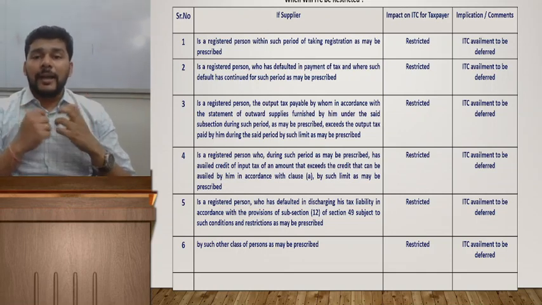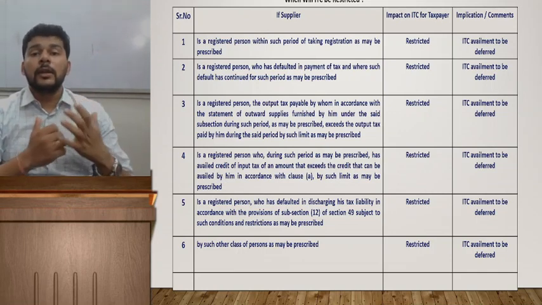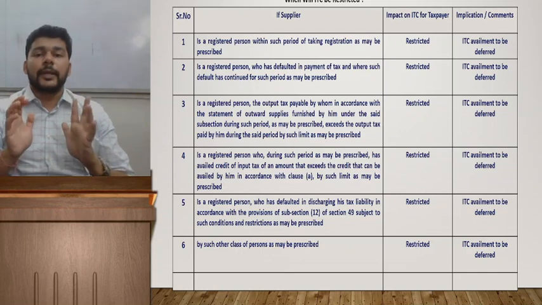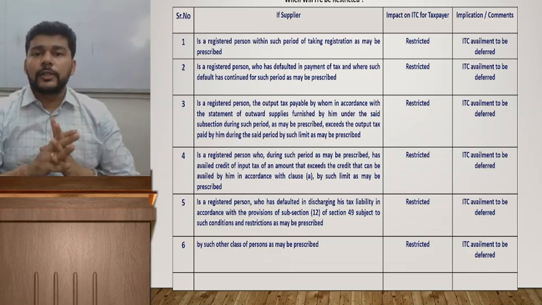Restricted means if I am a taxpayer buying goods or services from a person who is newly registered, then for the initial period after he takes the registration, the purchases made from such a supplier will be treated as under the restricted input tax credit. Now, what is the impact of that? Does it mean the credit is lost permanently?